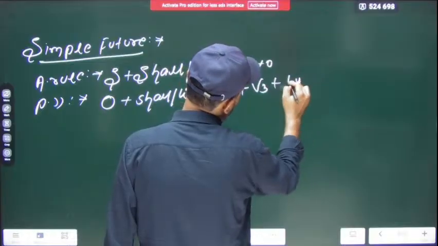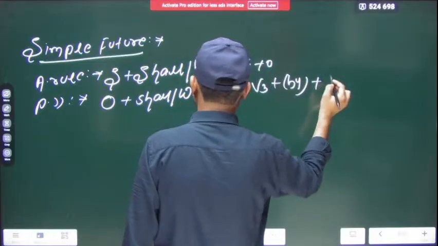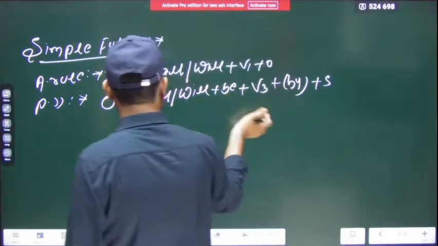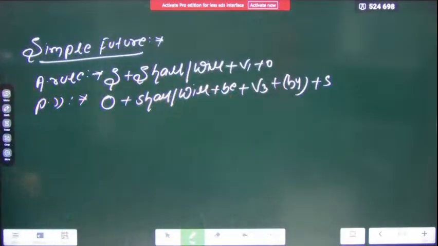Then after that, by in the bracket, and lastly the subject. Be supports both shall or will as well as verb 3, because after shall or will we can never use verb 3 directly. If you write it, your sentence will be considered wrong. Got it, beta? Is there any doubt? So the rule is: object plus shall/will plus be plus verb 3 plus by plus subject. After this I will teach you one more rule, that is future perfect.